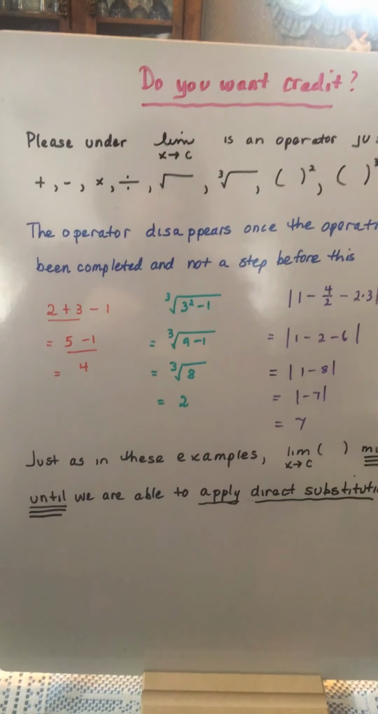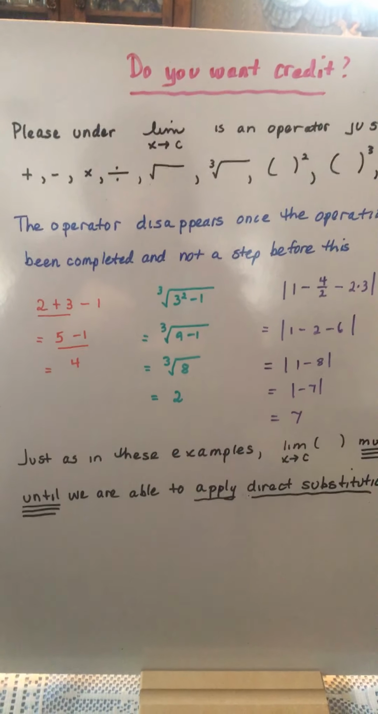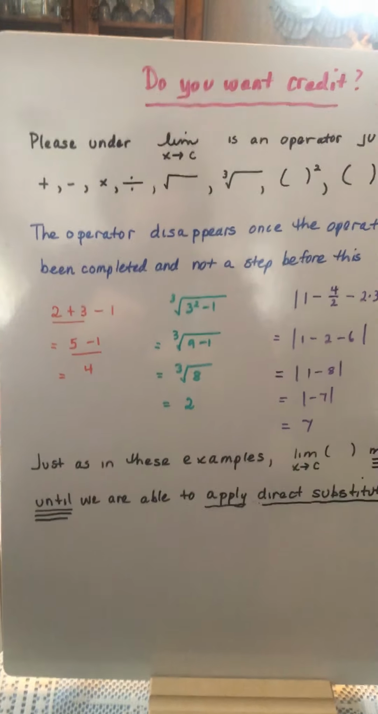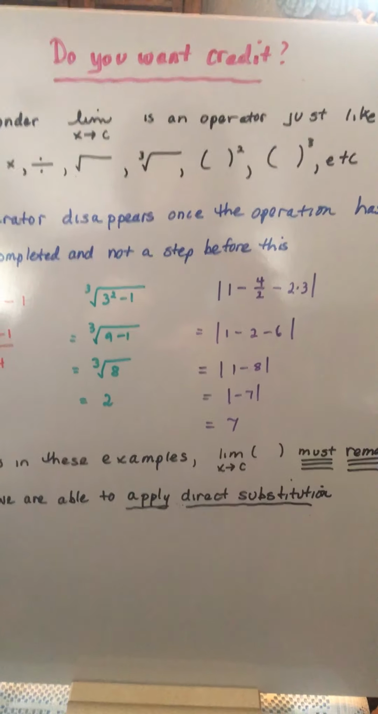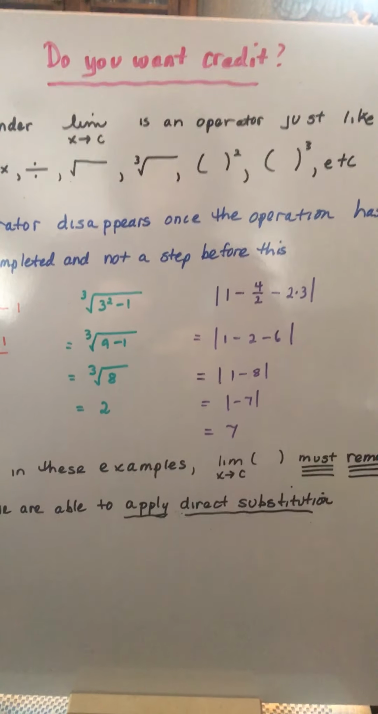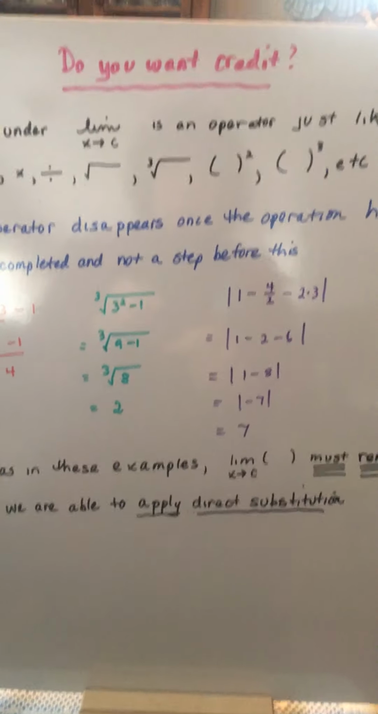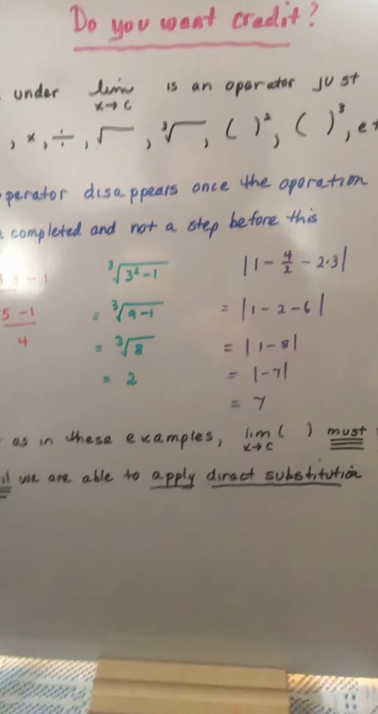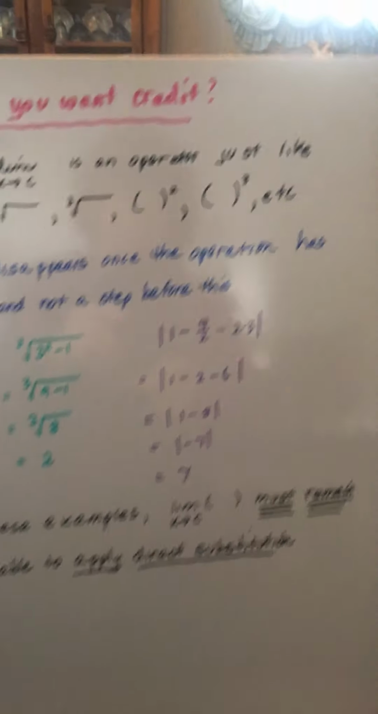So notice 2 plus 3, once it's 5, I no longer see the plus. 5 minus 1, once I've subtracted, I no longer see the minus. The cube root of the quantity 3 squared minus 1, I no longer see the square once I square and get 9. I no longer see the subtract once I subtract and get the 8. I no longer see the cube root symbol once I do the cube root.